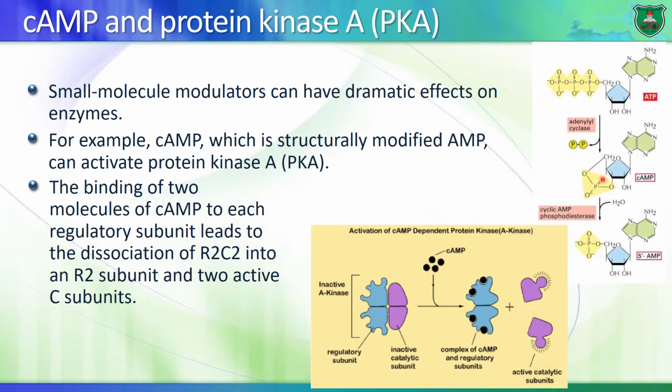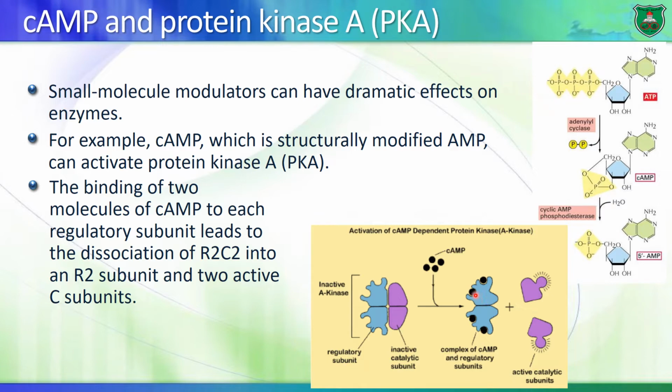In order to remove cyclic AMP and to terminate its action on protein kinase A as well as other enzymes, it gets converted to AMP, adenosine monophosphate, by an enzyme known as cyclic AMP phosphodiesterase. Now, what happens with cyclic AMP is that two molecules bind to each regulatory subunit.